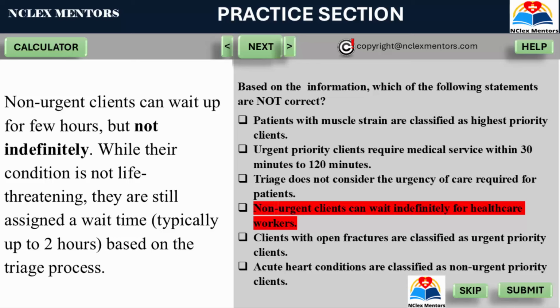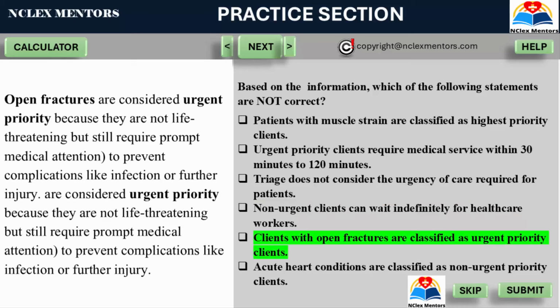Option D, non-urgent clients can wait indefinitely for healthcare workers. This is incorrect. Non-urgent clients can wait for a few hours, but not indefinitely. While their condition is not life-threatening, they are still assigned a wait time, typically up to 2 hours, based on the triage process.